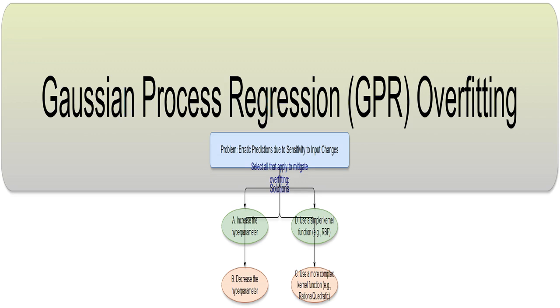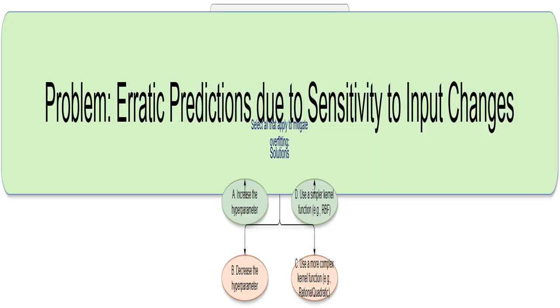GPR, by the way, stands for Gaussian process regression. I see erratic, unpredictable predictions because even tiny changes in the input data create huge shifts in the model's output. This is a clear sign of overfitting.